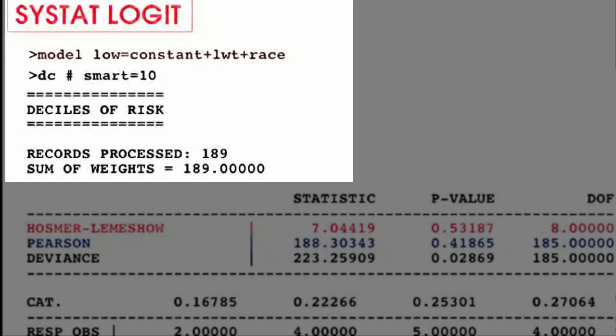And notice that after you run the model, and here this is the low birth weight study, I've told it that low birth weight is the dependent variable, and I fit the model beta naught plus beta 1 times last weight plus beta 2 times race. And then I say DC, number, smart equal 10. That's the code for Systat to tell it that we wanted it to do the goodness of fit test, the calibration test, where I don't understand the words they use here, but this is saying that you want to make 10 groups. You have control over how many deciles, essentially, to create, and this is the way to create 10 deciles of risk.